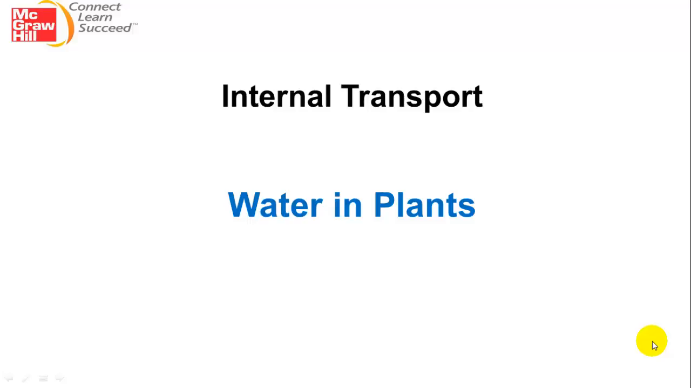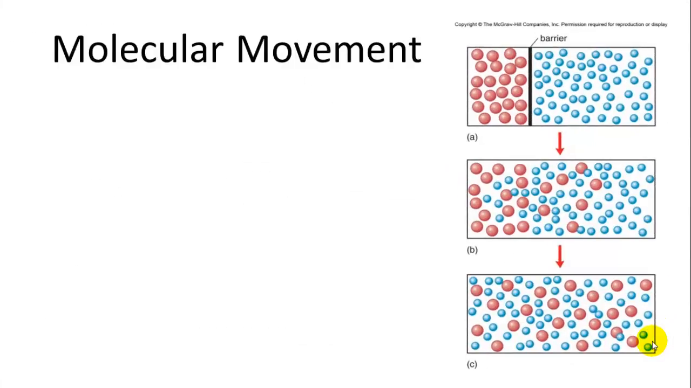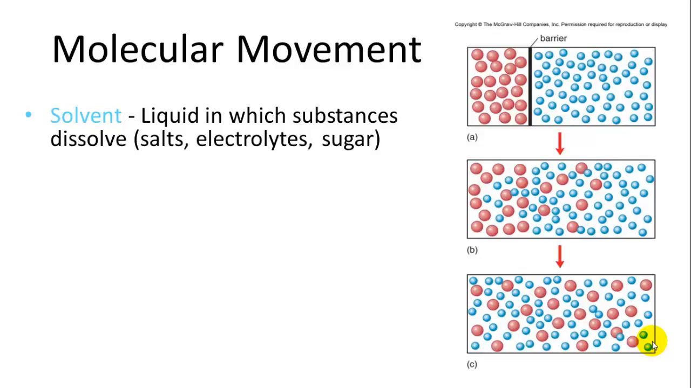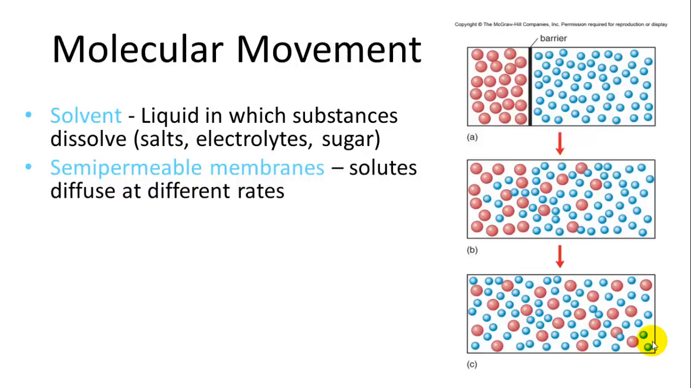Okay, so this is going to be water transport in plants, basically how water flows through plants. And we're going to start with just some basics. I'm sure you've heard this in basic biology, but basically how molecules move through solutions of fluid is you have a solvent, which is the liquid in which things are dissolved, and those substances may be salts, electrolytes, or sugars, or other things.